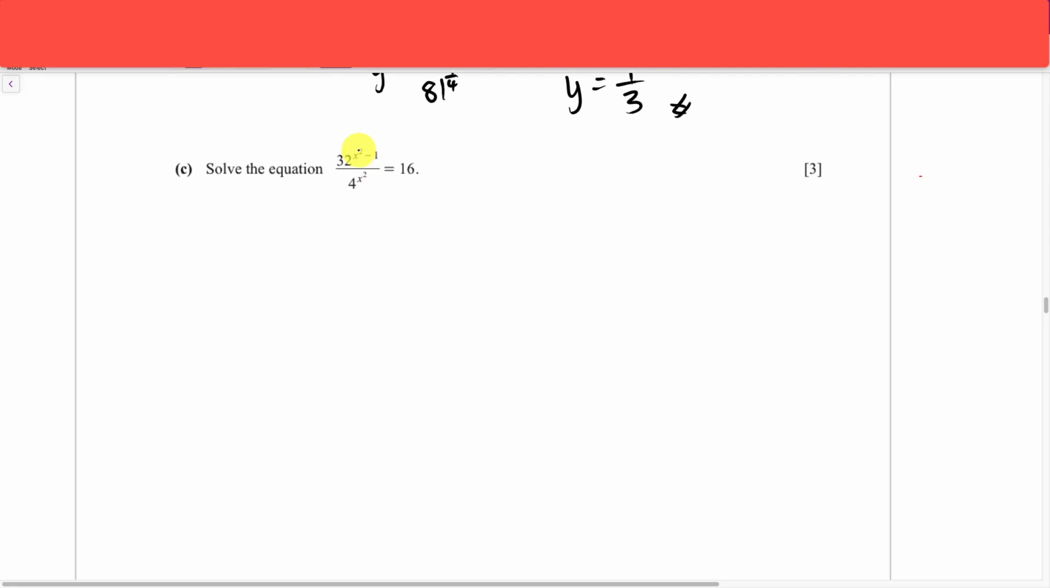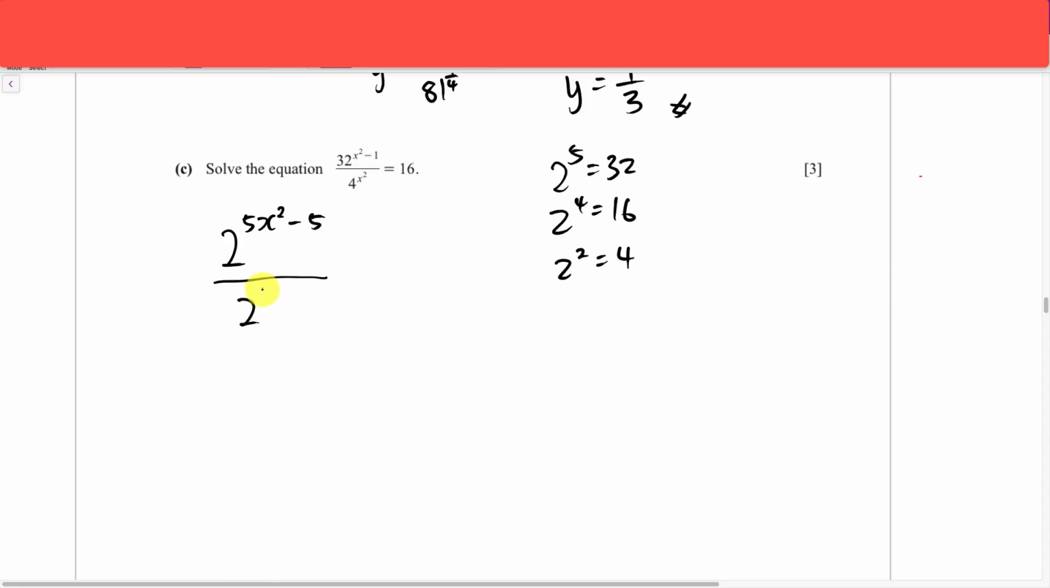So indices: 32, 4 and 16 are all powers of 2. Yes, because 2 to the power of 5 I know equals 32, 2 to the power of 4 equals 16, and 2 to the power of 2 equals 4. So I will change everything in terms of 2. So what I will do here is, this is 2 to the power of 5, right? 5 I will multiply into both of it. So it's 5x squared minus 5 divided by 2 to the power of 2x squared, equals 2 to the power of 4.